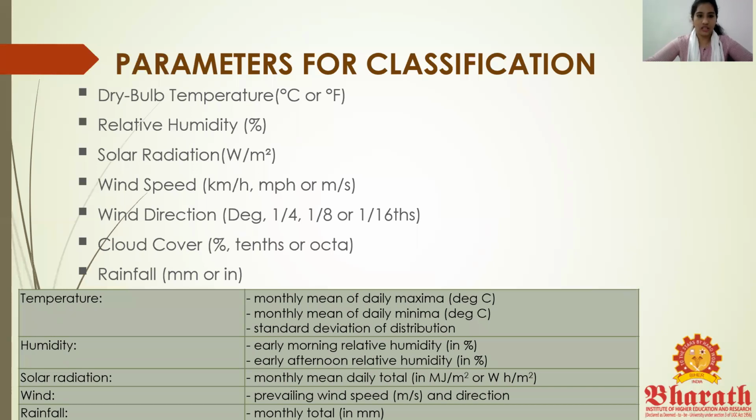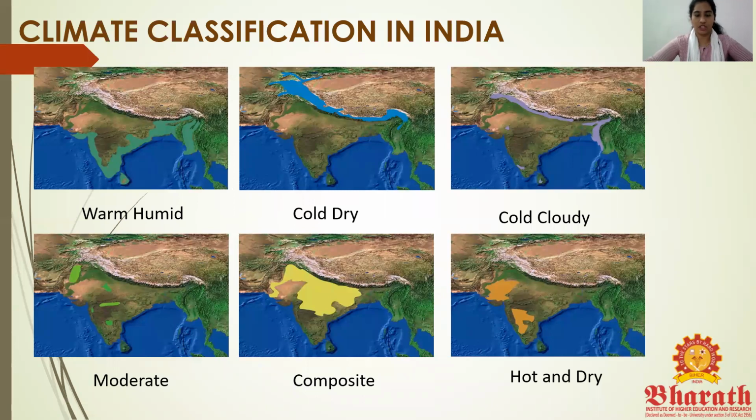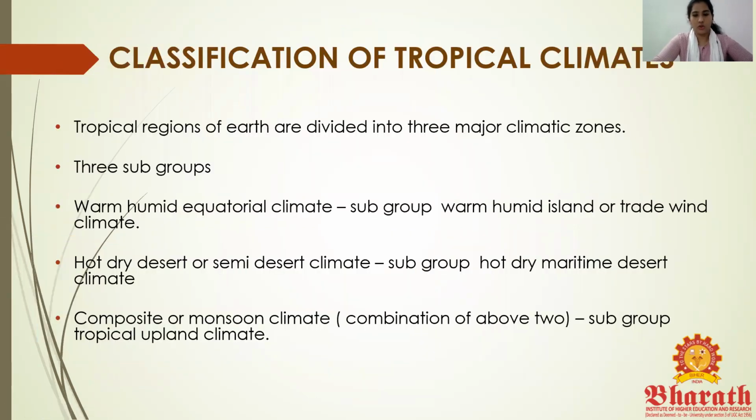Looking at all of this, these are the parameters which go into classification. But when you try to implement this in our country, India, how is the climate classification actually done? Taking these parameters into consideration, the climatic classification in India is categorized into roughly six types: warm and humid, cold and dry, cold and cloudy, moderate, composite, and hot and dry. Warm and humid, cold and dry, moderate, composite and hot and dry are the main elements. The cold and cloudy is not taken much into consideration.